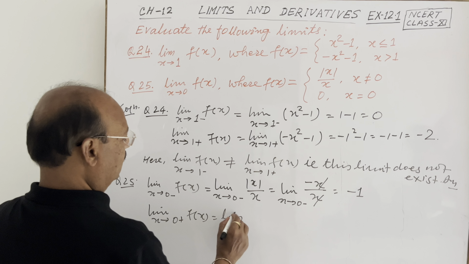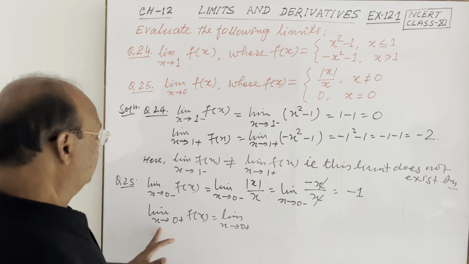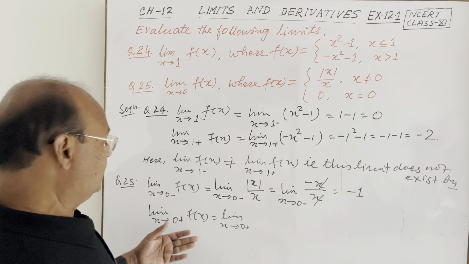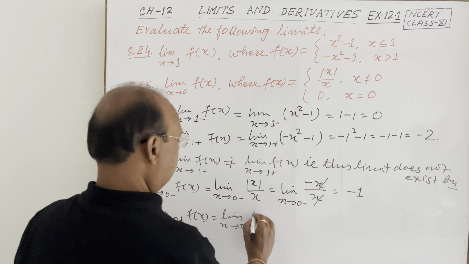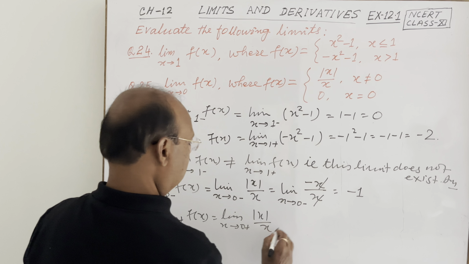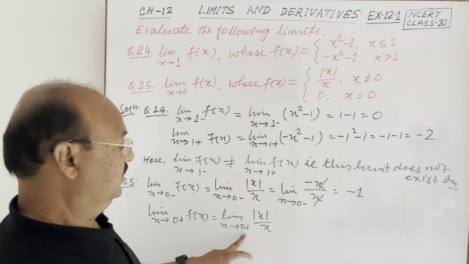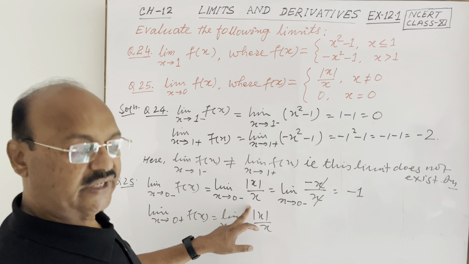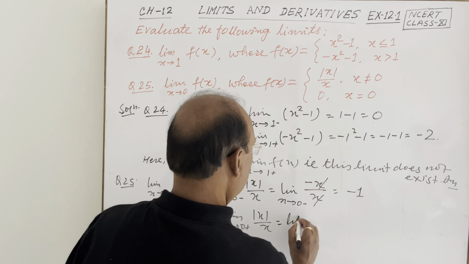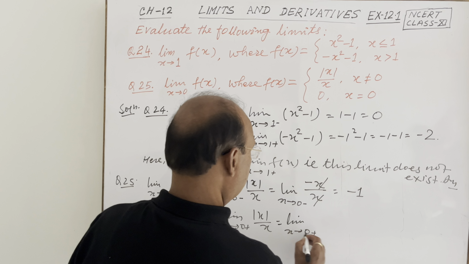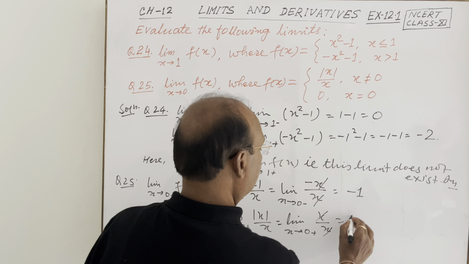This is limit, right hand limit 0 plus. Here also x is not equal to 0, that is 0 plus greater than 0. So we'll take again mod x by x. Here 0 plus means positive. So if x is positive, then mod x is simply equal to x. So x by x is 1. So this is equal to limit x tends to 0 plus x by x. This cancels out. This is equal to 1.